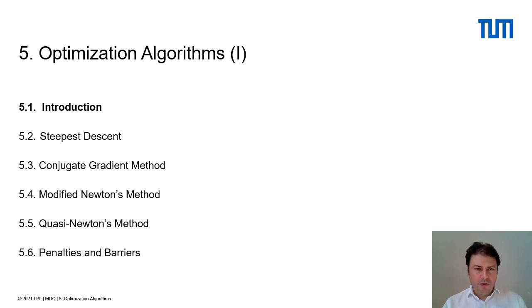Here's a brief overview of what we will be talking about today. After a short introduction, we will explain steepest descent, conjugate gradient method, the modified Newton's method, quasi-Newton's method, and penalties and barriers.